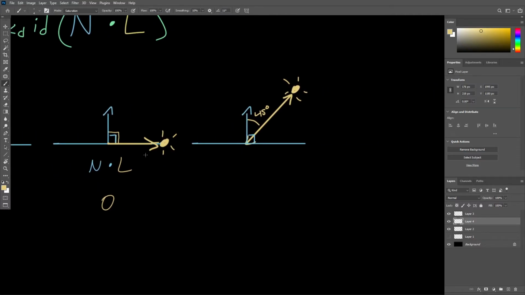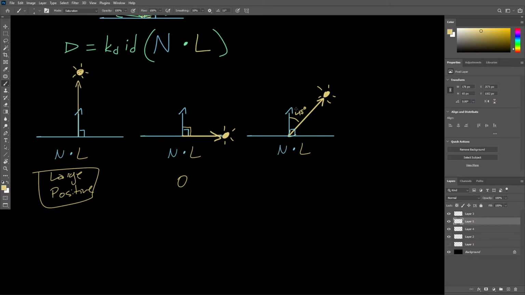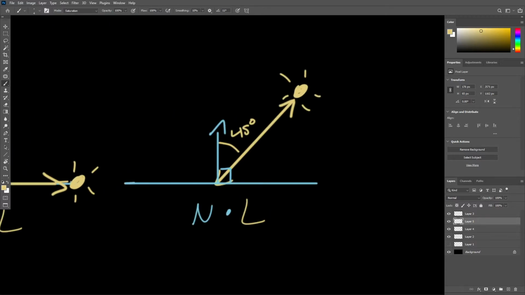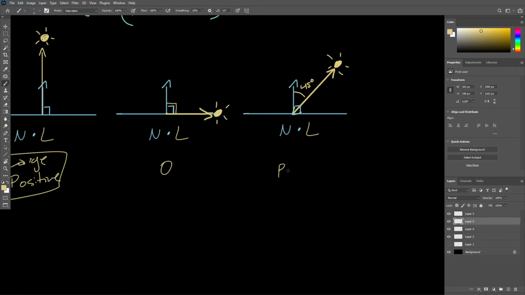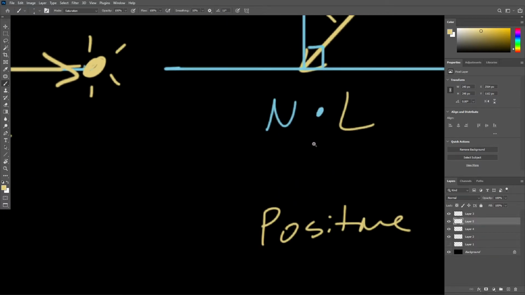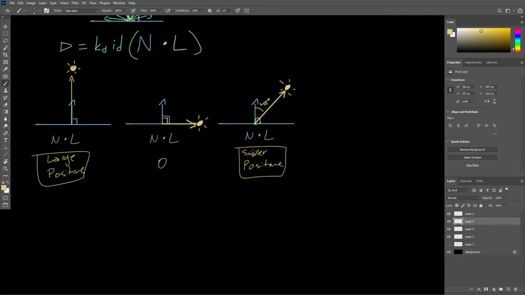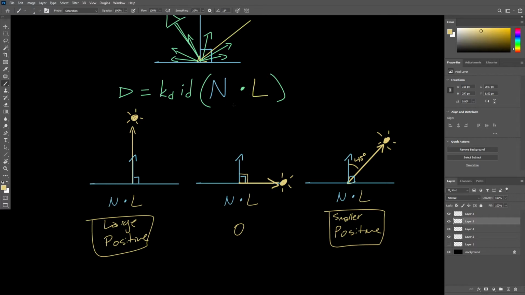Let's just finish off the example here by taking the dot product between these two vectors. Yes, they are pointing in a similar direction. They're not pointing in exactly the same direction, but they're still pointing in a similar direction. The result will be positive, but not quite as large as this example where the light source was directly overhead. So let's call this a smaller positive value. Well, there we have it.